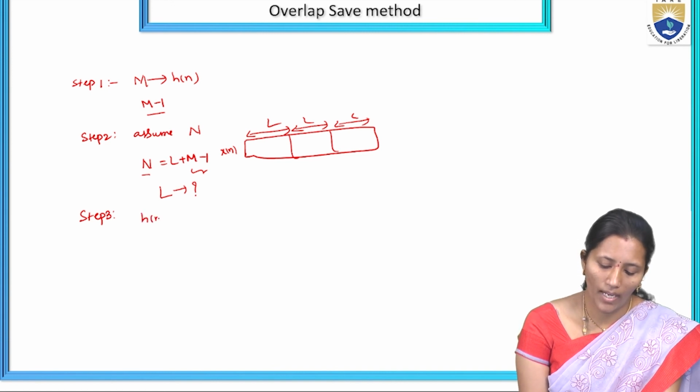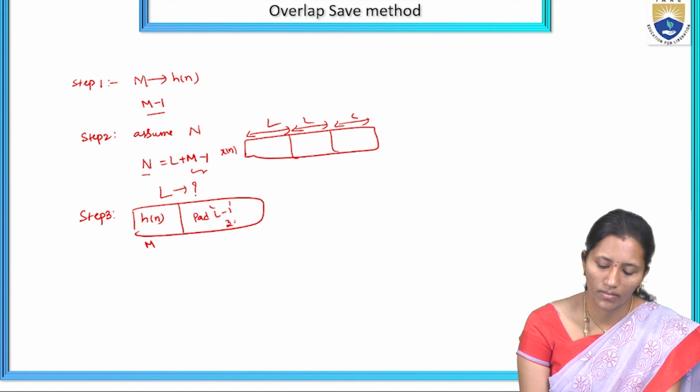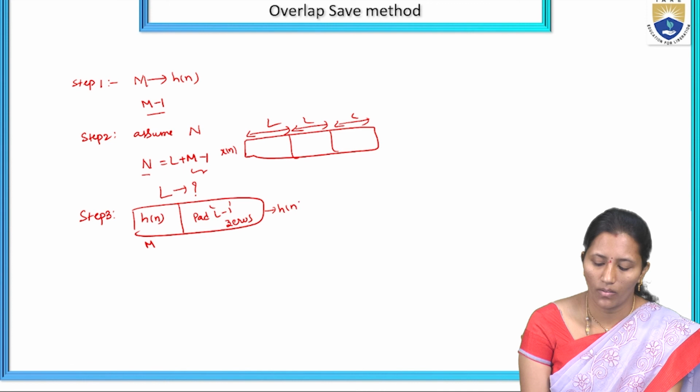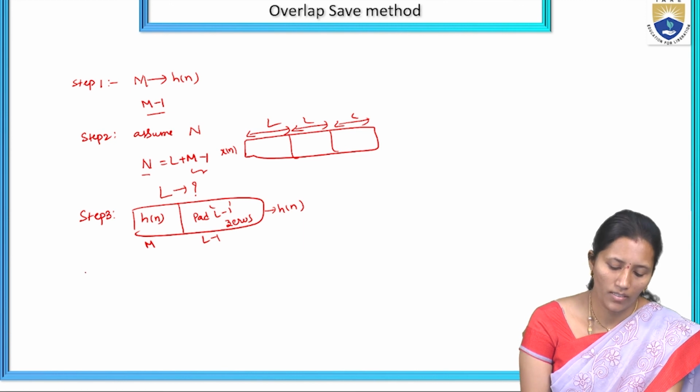And in step 3, the impulse response h of n has M bits, so we have to pad L-1 zeros to the impulse response. So here you will get the h of n. This is L minus 1. The total length we should make is L plus M minus 1.